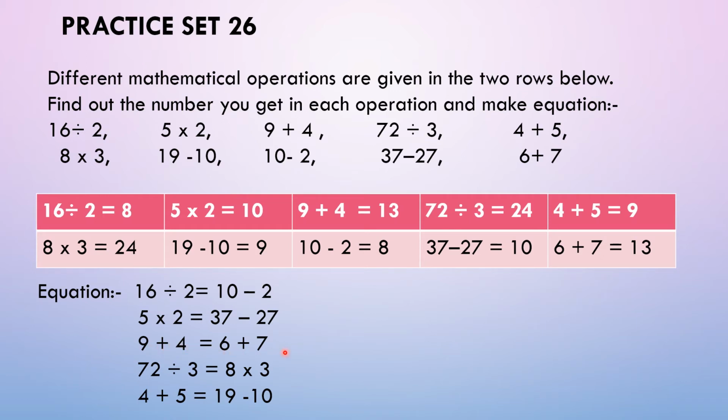Next one. 72 divided by 3 is what? 24. And 8 into 3 is also 24. So make the equation now. 72 divided by 3 is equal to 8 into 3. Next one. 4 plus 5 is equal to 9. And 19 minus 10 is also 9. Both having the same value. So make the equation. 4 plus 5 is equal to 19 minus 10. So these are the equation forms.